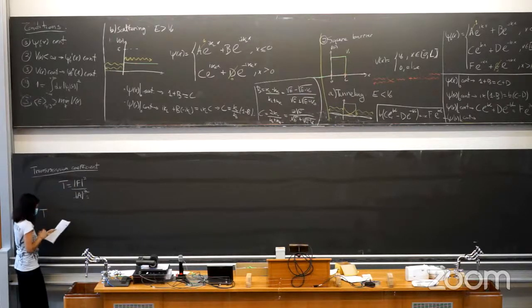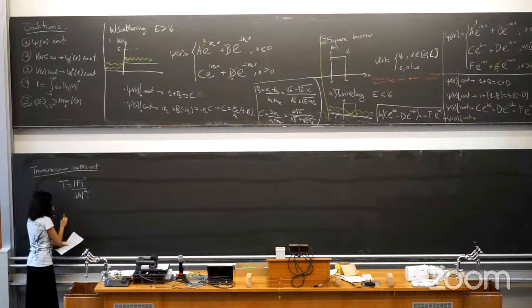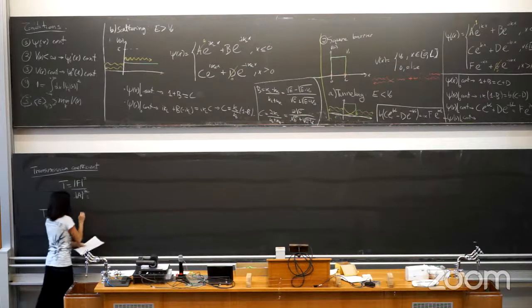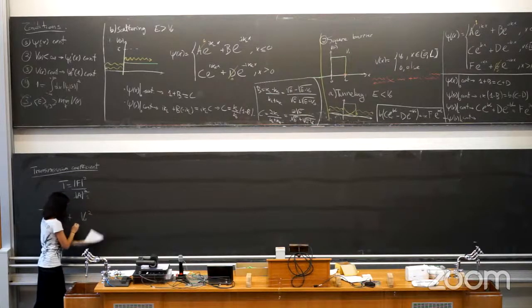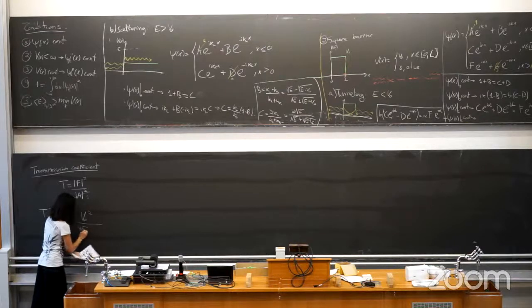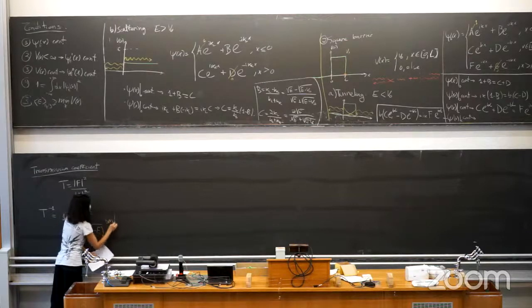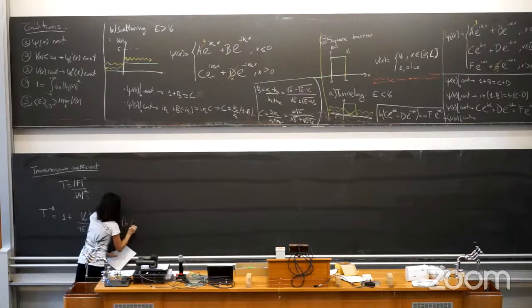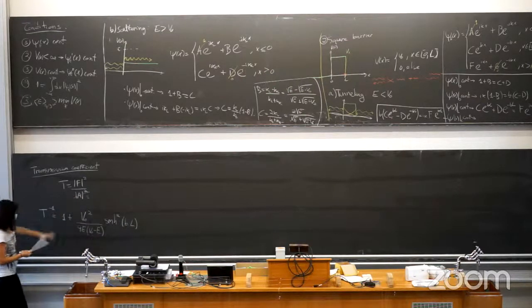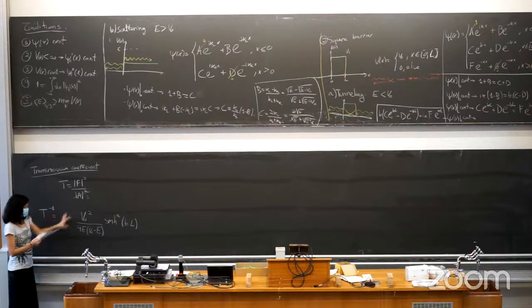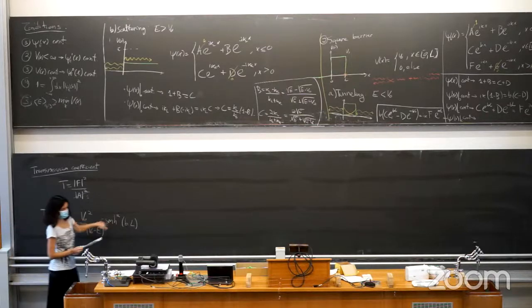So in fact, 1 over T is given by 1 plus n squared minus E, and now the hyperbolic sine squared of B times L. Okay, so it looks pretty horrible. Let's see what we can tell from this. So first, let's plot this part here.